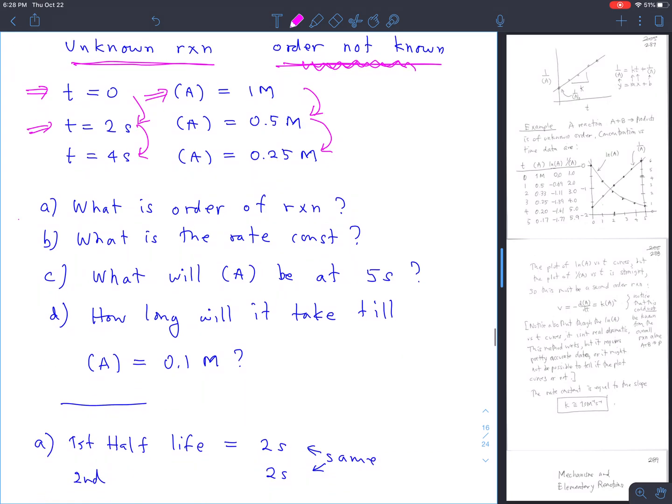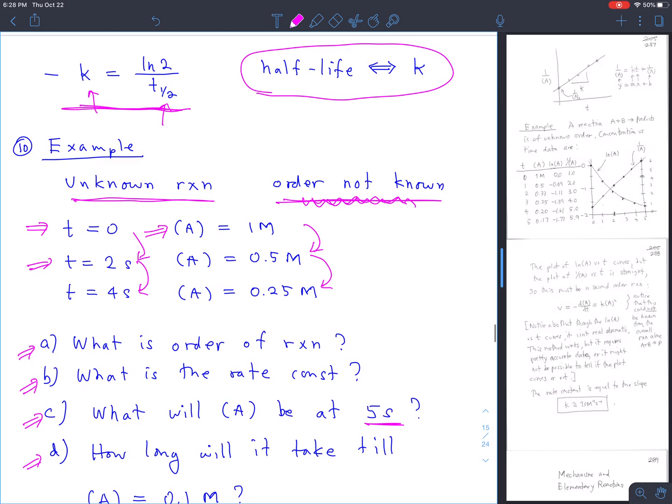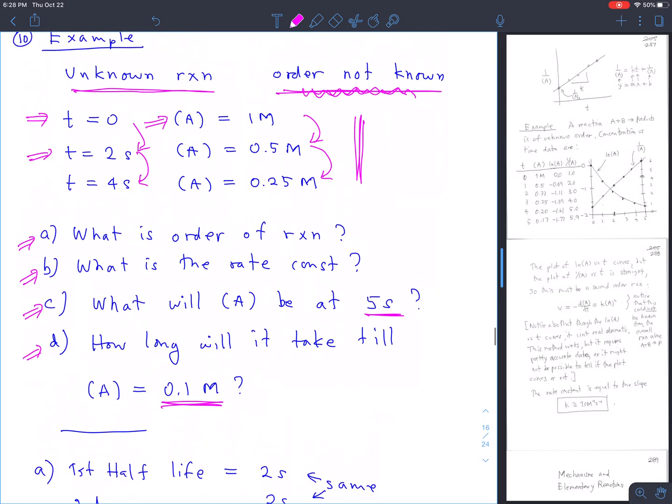And we ask, what is the order of the reaction? What is the rate constant? What will A be at 5 seconds instead of 4 seconds? How long will it take to reach a concentration of 0.1 molar? We can get all that information from this little bit of experimental data we have up here.